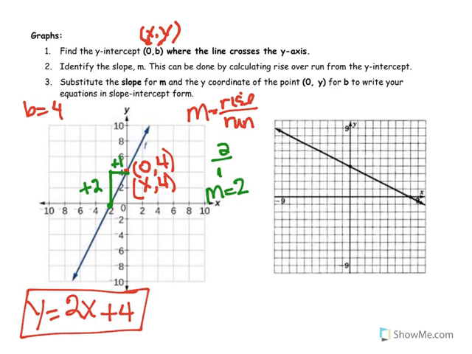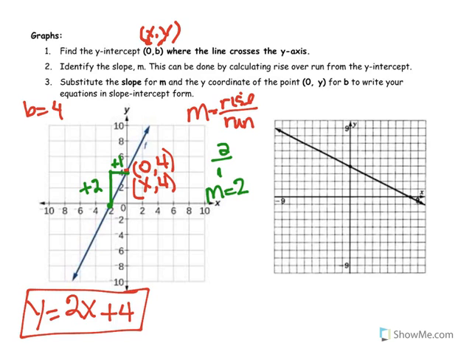Remember previously we talked about identifying certain things. I can identify that my slope is correct because if I look at the line, my line is increasing from left to right, which means I have a positive slope. And if I look at my 2, it is a positive 2. Now let's move to the next one.